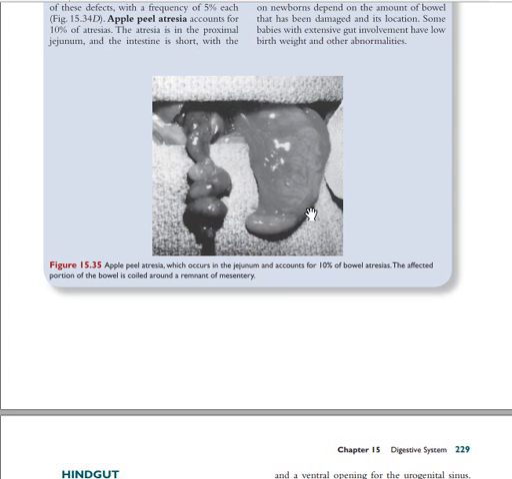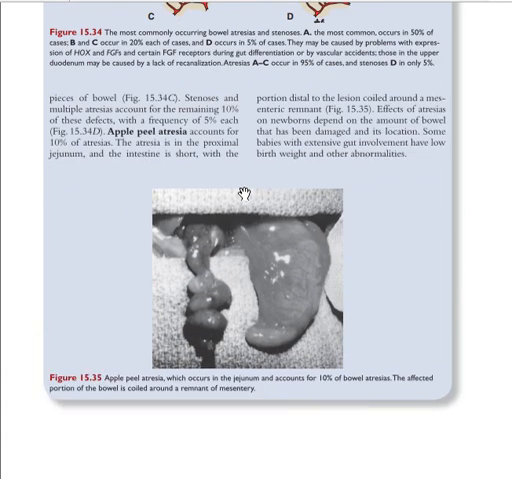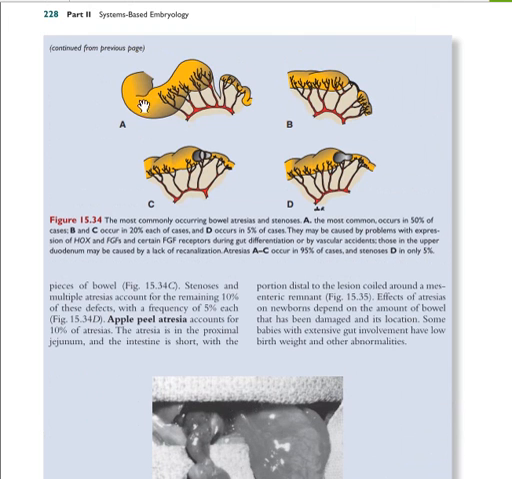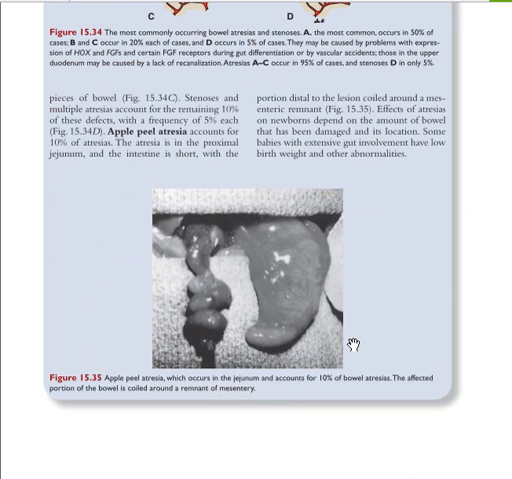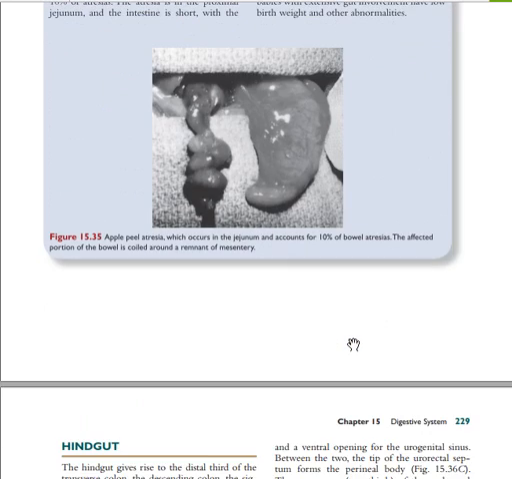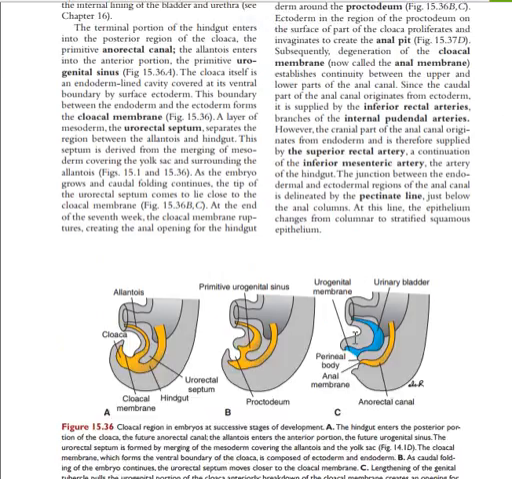The affected portion of the bowel is coiled around the remnant mesentery. So it's an atresia because the affected portion is coiled around the mesentery. It occurs in 10% of cases. But these are the other cases of atresia: the first, second, third, and fourth. Upper jejunal atresia is mostly because of the coiling of the mesentery onto a particular segment of the intestine.